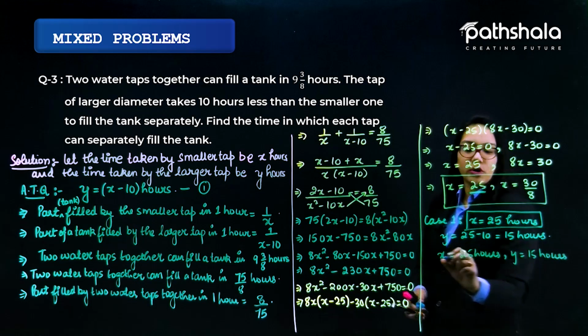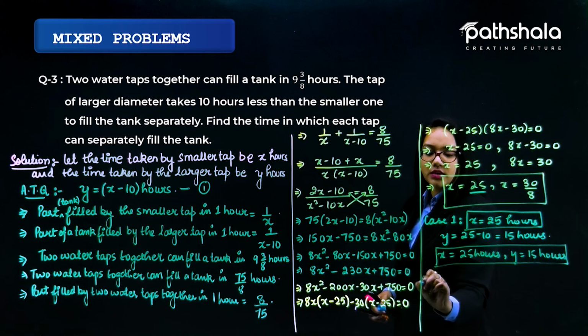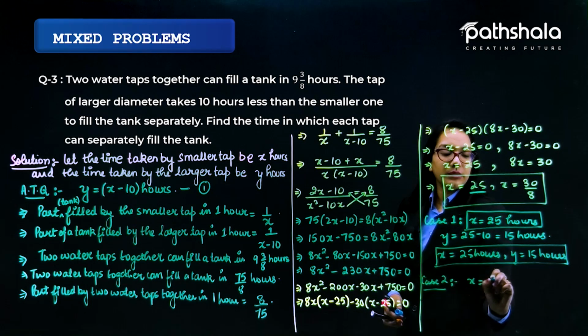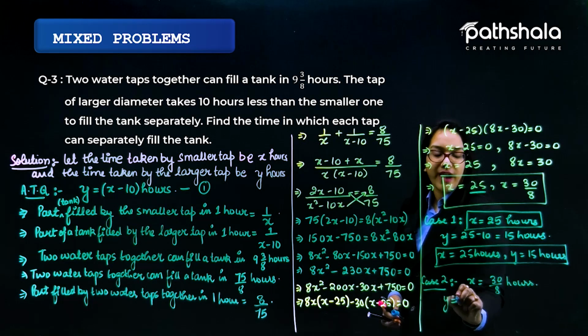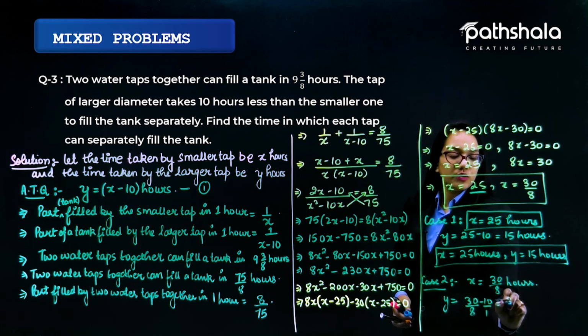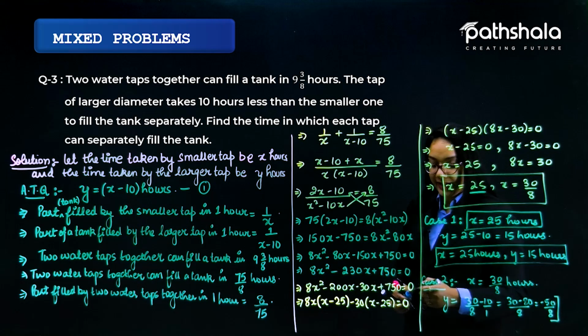Now let's talk about the second part, or the second case. In case number 2, we have x as nothing but 30/8 hours. Let's find out the value of y. So this would be 30/8 − 10. If we take the LCM, this would be (30 − 80)/8. This would be −50/8. Obviously the time is coming out negative.